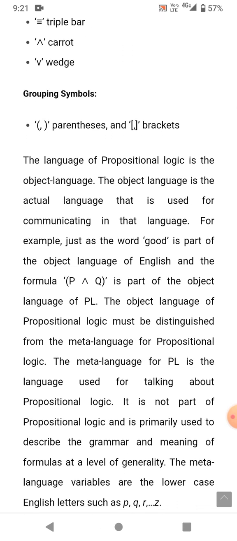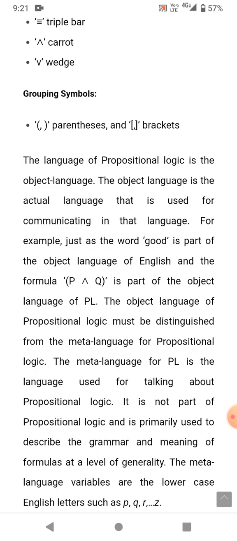The language of propositional logic is the object language. The object language is the actual language that is used for communicating in that language. For instance, just as the word good is part of the language English, the formula P conjunction Q is part of the object language in propositional logic.